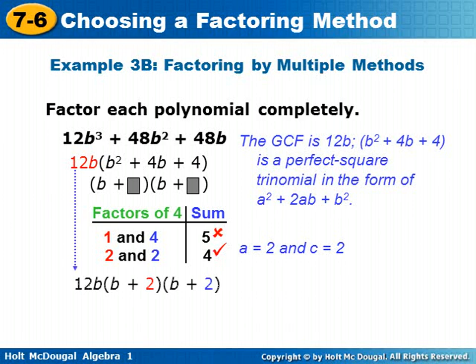Remember to bring the 12b down, so we have 12b times, in parentheses, b plus 2 times b plus 2, or you could write it as b plus 2 squared. So 12b times b plus 2 squared.